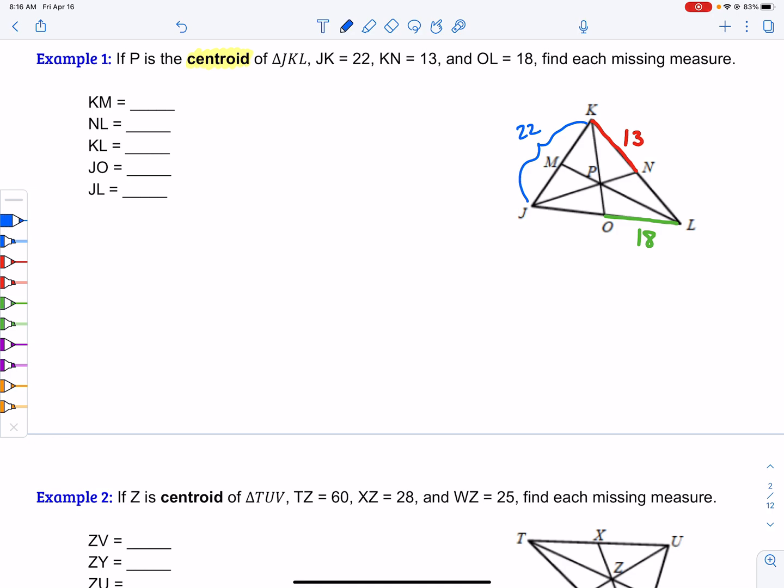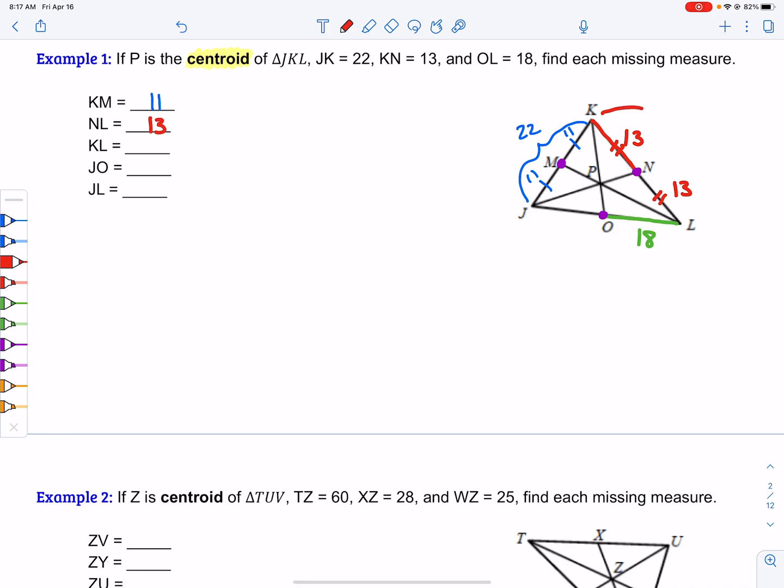So KM is on JK, like it's half of that side, because remember we have each of these medians touches the midpoint of the opposite side. So M, N, and O are the midpoints of those sides. And so we know JM would equal MK, and they would each be 11 since that's half of 22. So we can say KM equals 11 based on what they've told us. And then NL, so the same thing would happen over here. We know that that's the midpoint. N is the midpoint of KL. So NL would also equal 13.